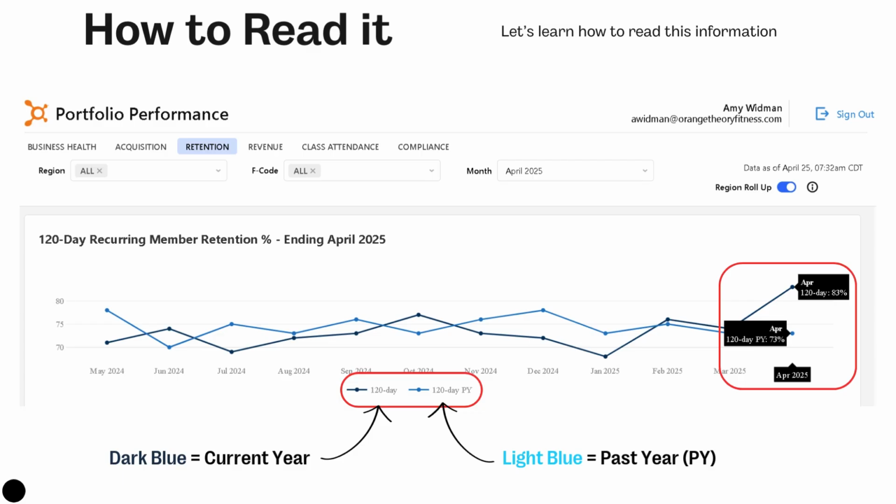Now let's learn how to read this data. So the first thing that you notice is we have a light blue line and a dark blue line. We can see at the bottom that we have a key that indicates the dark blue line is our current year and the light blue line is our past year. We can tell that because we have a PY, which stands for past year. Also, if you hover your mouse over the little dots that are lined up across this line, it gives you more details about the actual percentage.